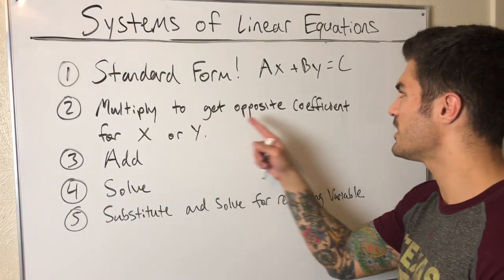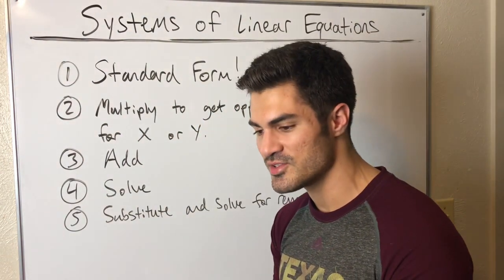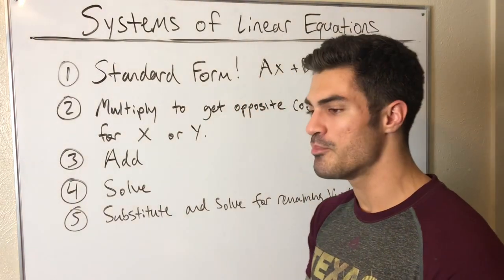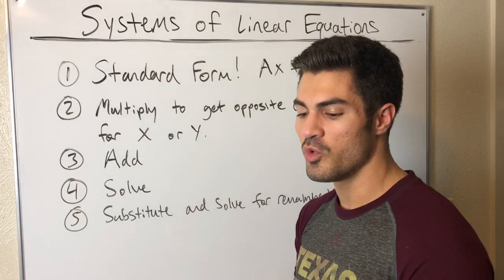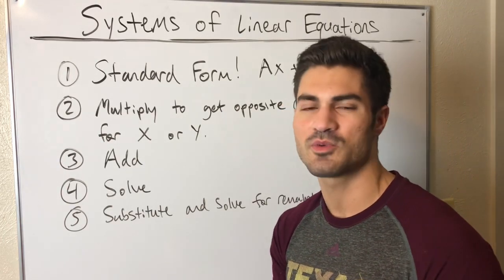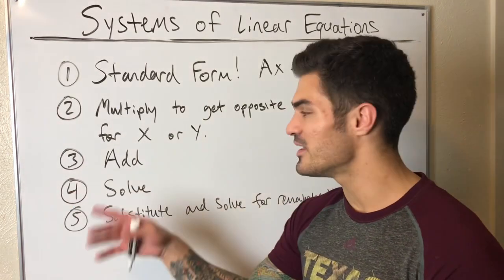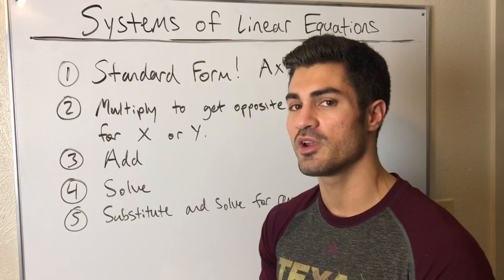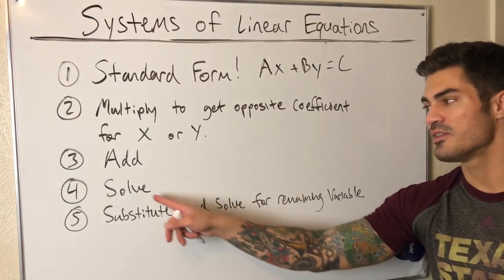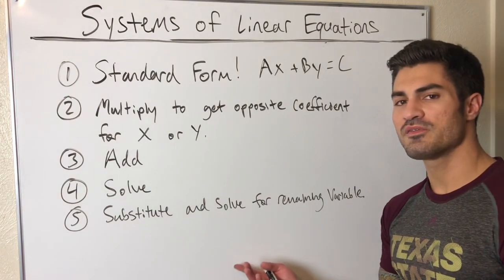Step 2, multiply to get opposite coefficients for x or y. Remember, I need to either cancel x or cancel y. I need to eliminate one of them. So I have to multiply both sides of one equation, or sometimes both equations, by something, so I can set that up to where I have opposite sign coefficients. Step 3, you just add the equations down. Step 4, you solve for whatever variable is remaining. And then step 5, you go back and substitute in that solution you got and solve for the remaining variable. So these are the 5 steps.